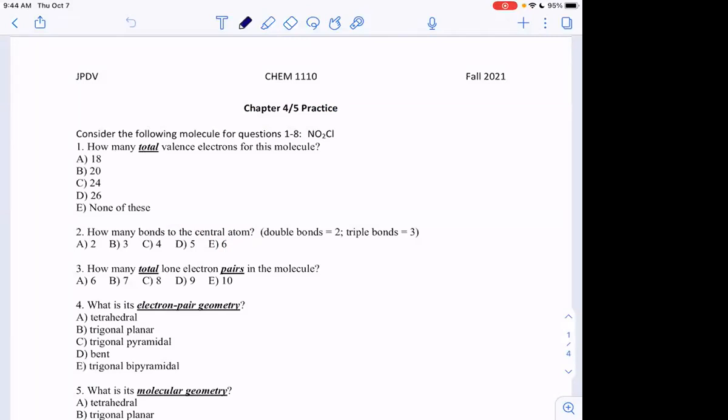All right, start out with this first molecule. And this one is the NO2Cl. This is the one I was telling you about the other day that formal charges doesn't work. Okay.